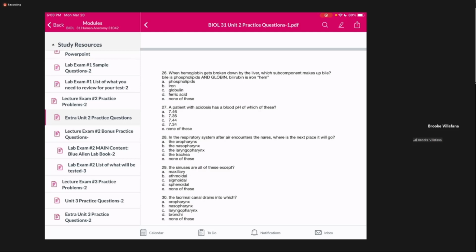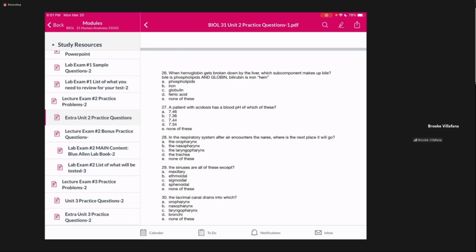28, in the respiratory system, after air encounters the nares, where is the next place it will go? If you said the nasopharynx, that would be right. So the air goes in through the nares and then back into the nasopharynx. And then it would go through the oropharynx and the laryngopharynx. Question 29, the sinuses are all of these except. If you said C, sigmoidal, that would be correct. Remember, we have the maxillary, ethmoidal, sphenoidal, right? Maxillary, ethmoidal, sphenoidal, and then our sigmoidal, that would not be a sinus.